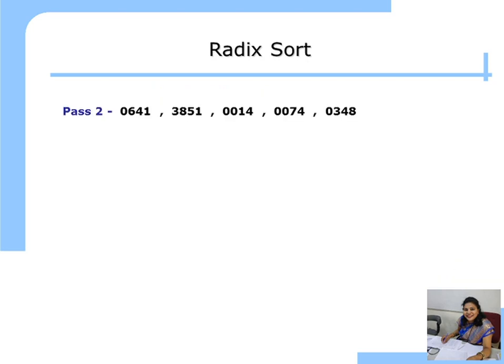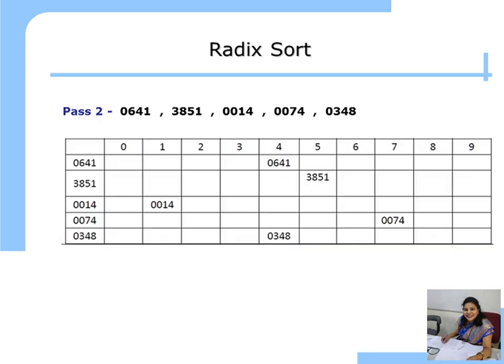The next pass. The output of pass 1 is the input for pass 2. So we again put all the numbers vertically: 641, 3851, 14, 74 and 348. Now since it is pass 2, we consider which position? Tens position. What is present at the tens position of 641? It is 4, so it will come in the fourth bucket. 3851 has 5 at the tens position, so it will go to the fifth bucket.